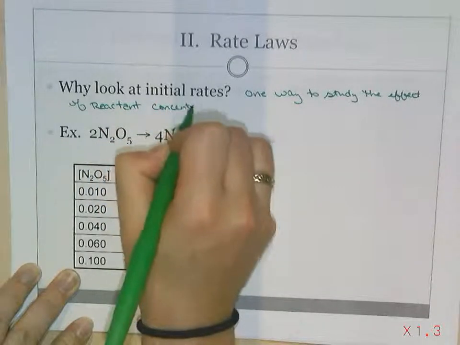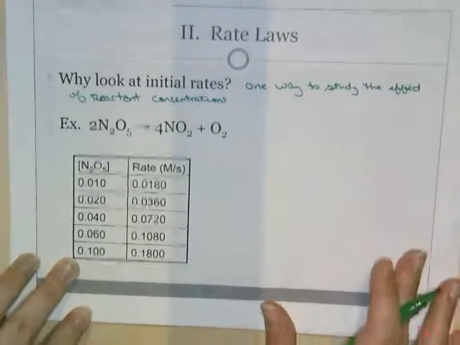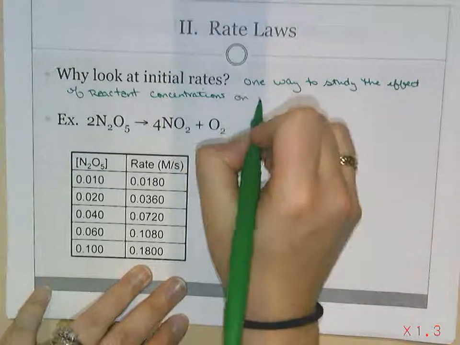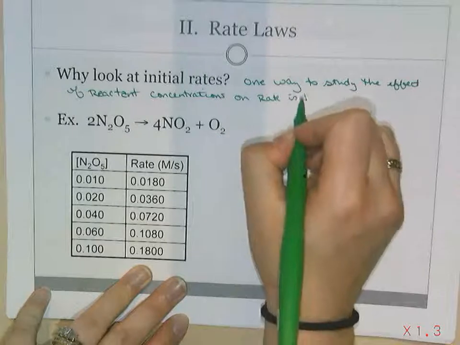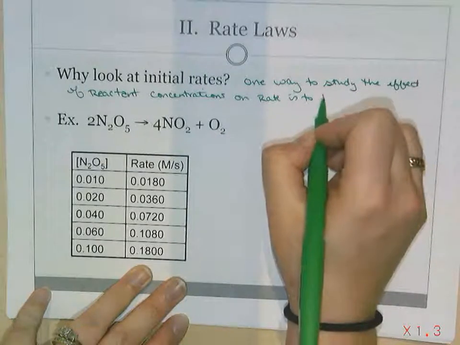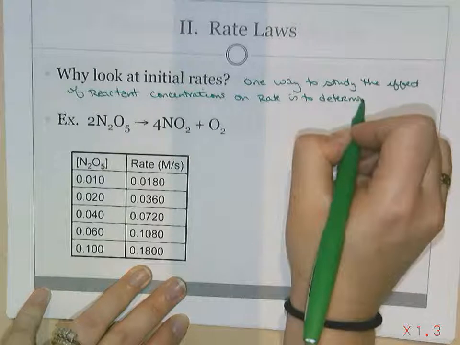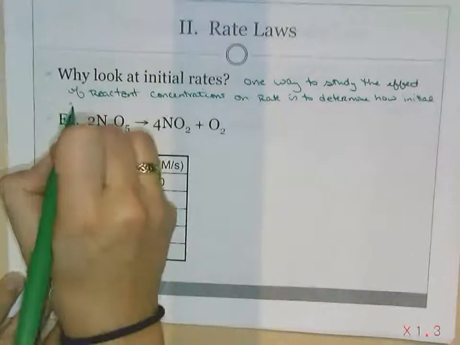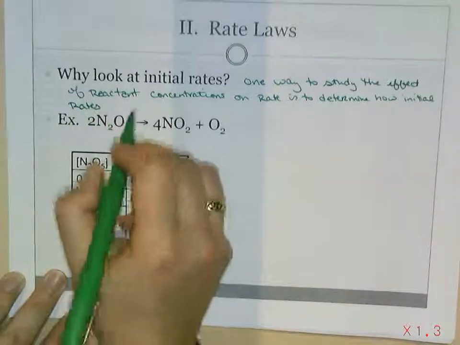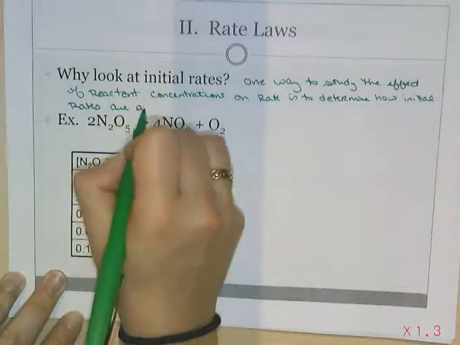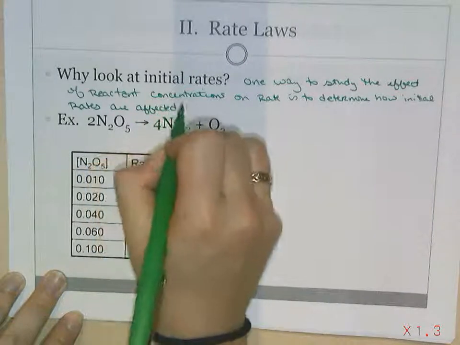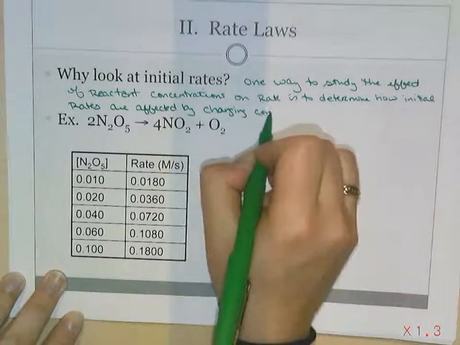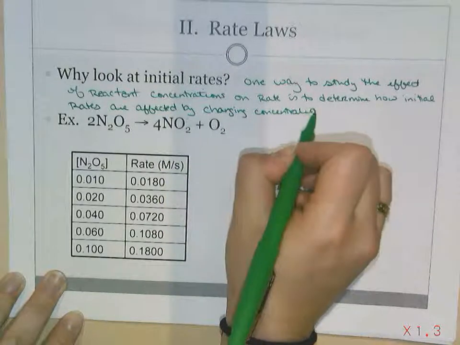All right, so one way to study the effect of reaction concentrations on rate is to determine how initial rates are affected by changing concentrations. That seems a little redundant, right? I pretty much said the same thing two different ways.